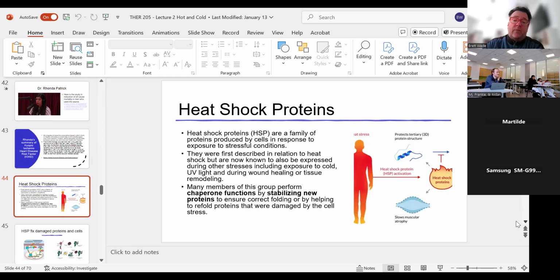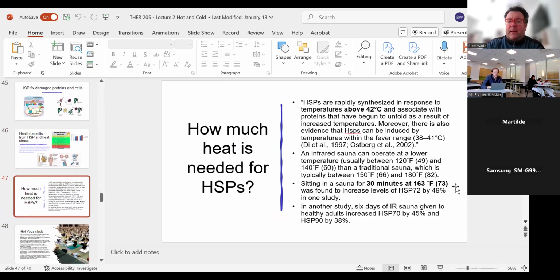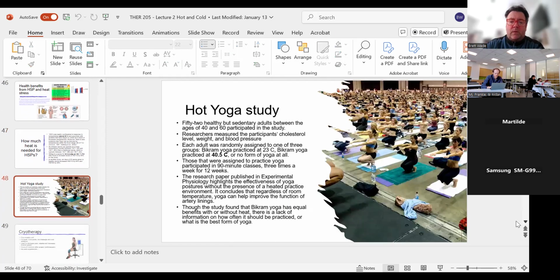Heat shock proteins, everyone knows I'm going to ask that. You know, it's a very basic question, just what are they? And I like the question of when do they get produced, and that's above 42 degrees. So just note that one.